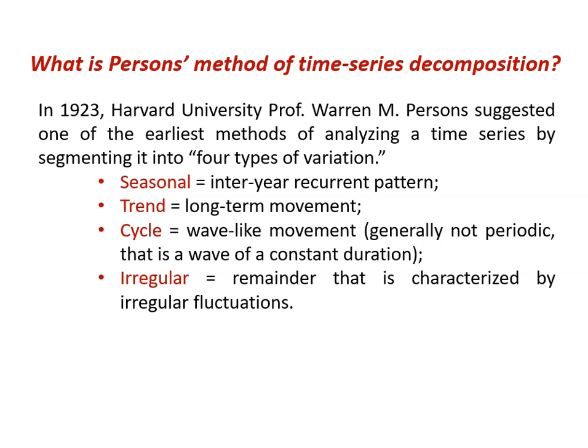1. Seasonal variation, which is an inter-year recurrent pattern. 2. Trend variation, which is its long-term movement. 3. Cycle variation, which is a wave-like movement, generally not periodic, that is, a wave of a constant duration. And 4. Irregular variation, which is the remainder that is characterized by irregular fluctuations. We will look at each of these variations.